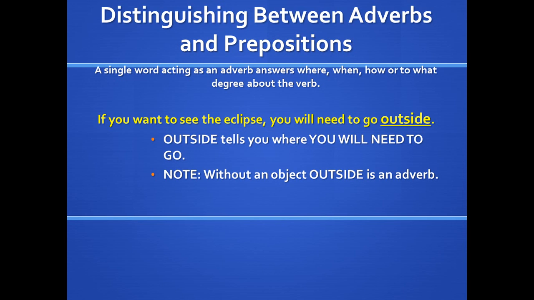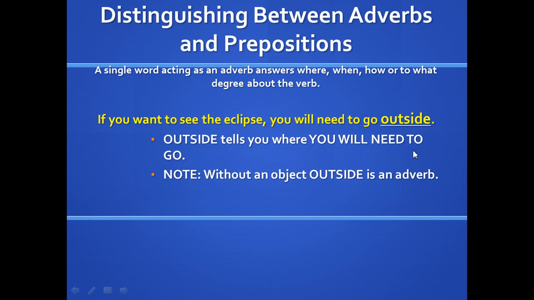A single word acting as an adverb answers where, when, how, or to what degree about the verb. This is what we said last time. We said adverbs tell when the verb happens, or how, or to what degree or intensity. If you want to see the eclipse, you will need to go outside. So outside here is an adverb because it's still describing the verb here. Outside tells you where you will need to go.